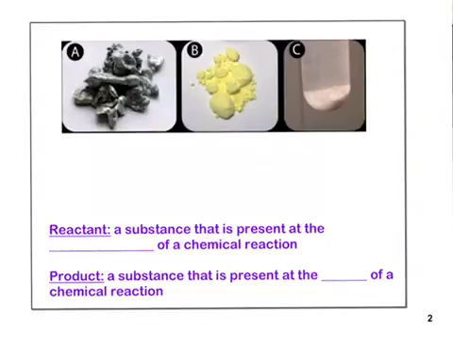So a chemical reaction has two parts. It has the reactants, and these are substances that are present at the start of a chemical reaction. And then the product is the substance present at the end of the reaction. And there can be multiple reactants and multiple products.